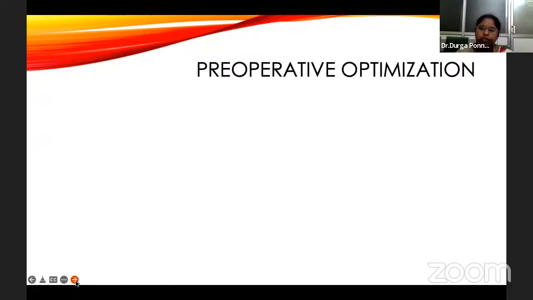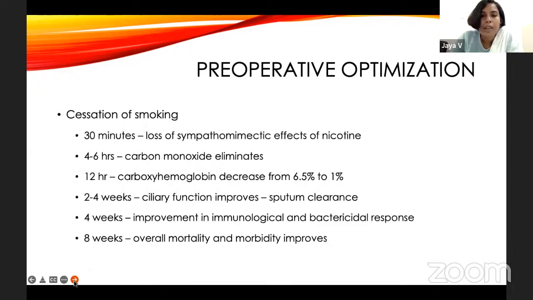In 4 to 6 weeks, there is an increase in immune function and metabolism. In 6 to 8 weeks, there is overall improvement in morbidity and mortality of the patient. So what is the minimum time you want pre-operatively? 6 to 8 weeks, at least a minimum of 4 weeks. Okay, and then the improvement in mucociliary clearance and immunology needs a minimum of 4 weeks. In case of CA, we can't wait for more than 4 weeks. Okay.